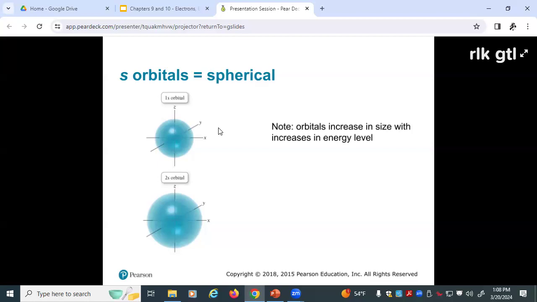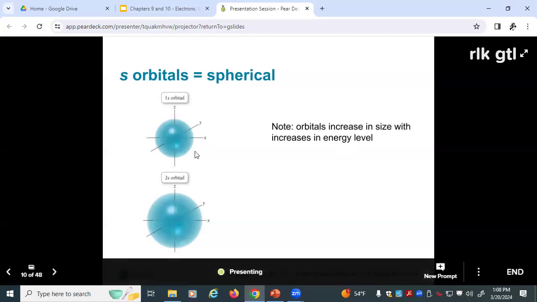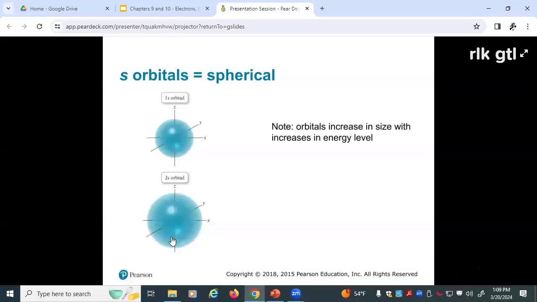So here on this slide, we have two different versions of an S orbital. We have the 1s, so the S sublevel for the first energy level versus the S sublevel for the second energy level. And the thing that I want you to notice here is look at the difference in size. The 1s is considerably smaller than the 2s. Why is it considerably smaller? It's lower in energy. And lower in energy means that it is closer to the nucleus. As our energy increases, so does the ability of that electron to be further away from the nucleus.